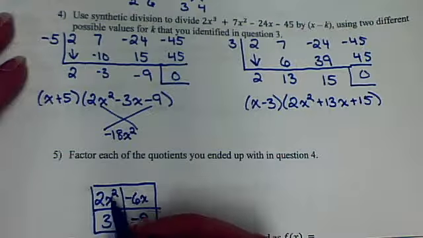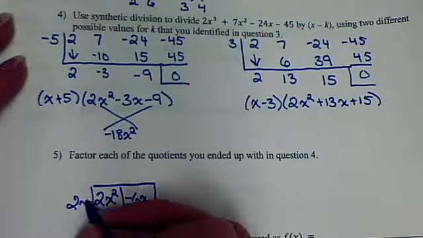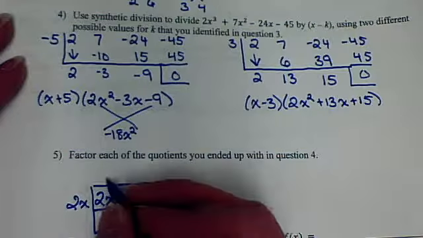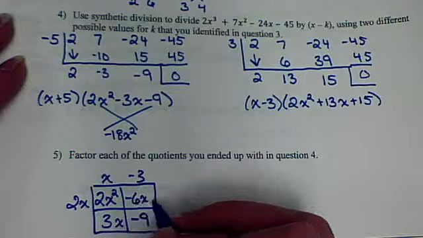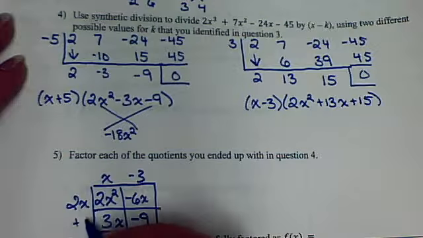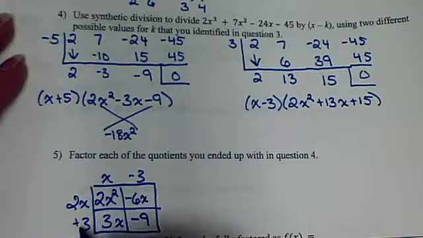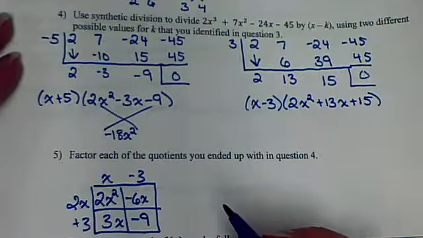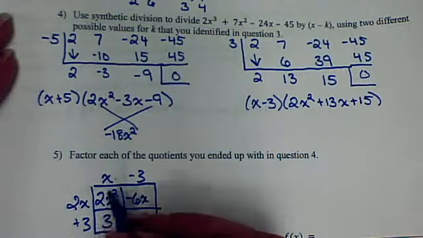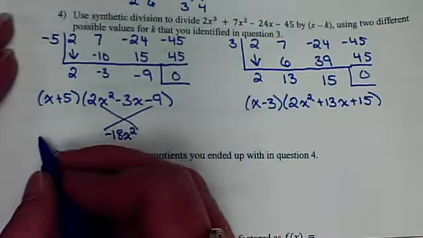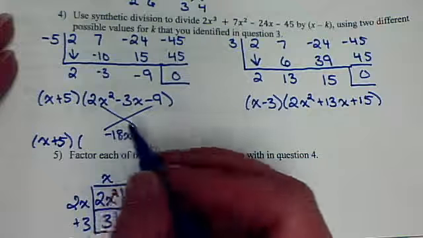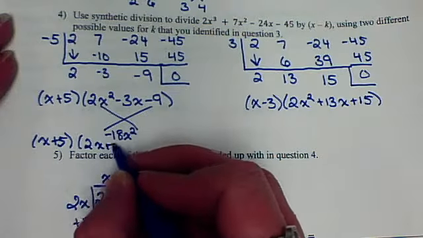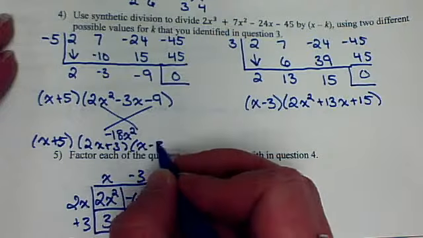What goes into both 2x squared and -6x? 2x. 2x times what is 2x squared? x. 2x times -3 gives me -6x. And x times a +3 gives me 3x. And let's double check. Does 3 times -3 give me -9? Yes. So here are my factors. So for this setup, I would have had 2x plus 3 times x minus 3 times x plus 5.